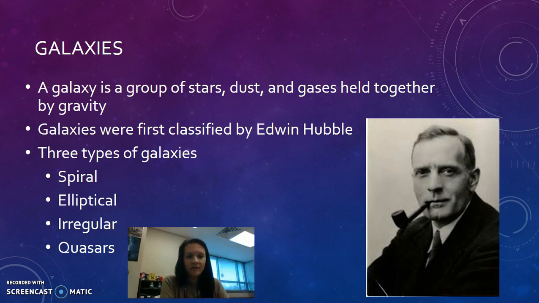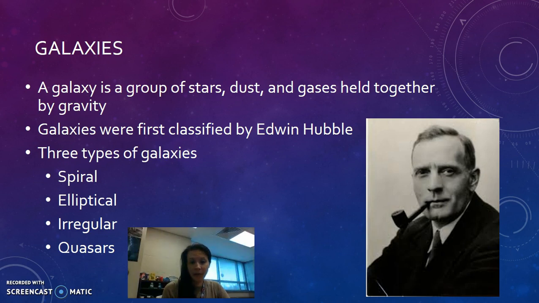So starting us off, a galaxy is a group of stars, dust, and gases that are all held together by gravity. Think of all of those stars, with some of them having their own solar systems, grouping themselves together along with other dust and gas in the universe, held together by their own gravity. So it's a system of a bunch of different stars.